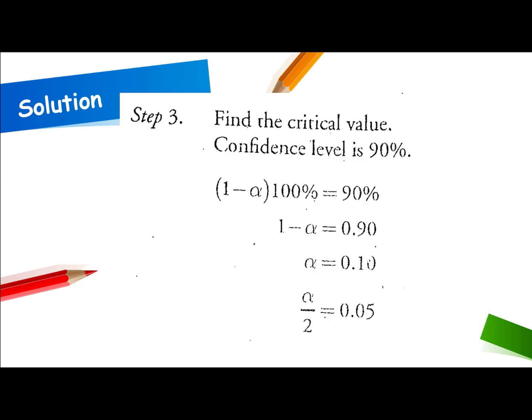Now, for step 3, let's find the critical value. Since the confidence level is 90%, substitute it in our formula: 1 minus alpha times 100% is equal now to 90%. That is now 1 minus alpha is equal to 0.90, and therefore, alpha is 0.10. And dividing it by 2, since we are working on a two-tailed problem, that is now equivalent to 0.05.